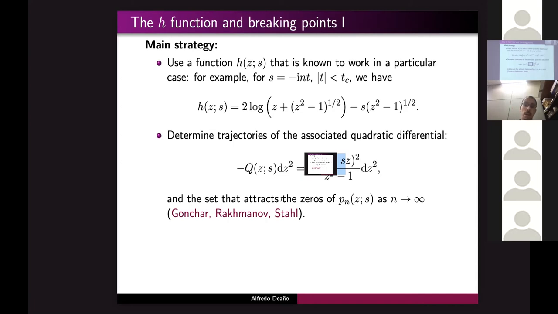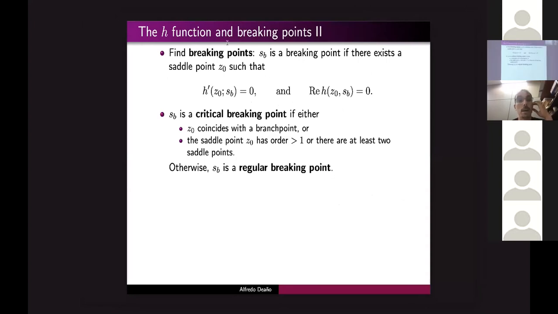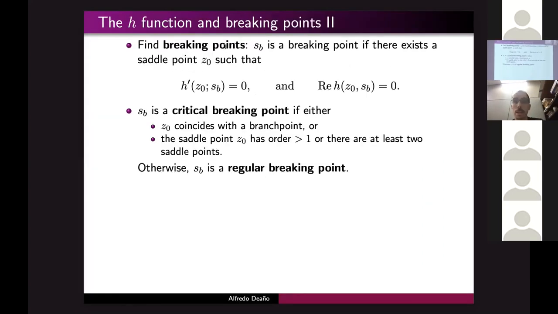Okay, so then what you do is, now you try to find the breaking points. So the H function is going to work in that case. Suppose that you propose a one-cut case, and then you start moving the parameter S, and the whole construction with the orthogonal polynomials will move and change, and you want to say if it stays one cut or there's some kind of transition. And those transitions happen at breaking points.